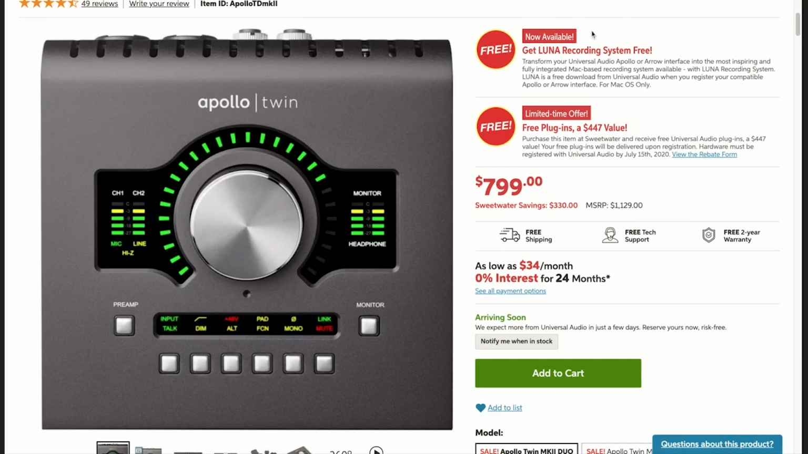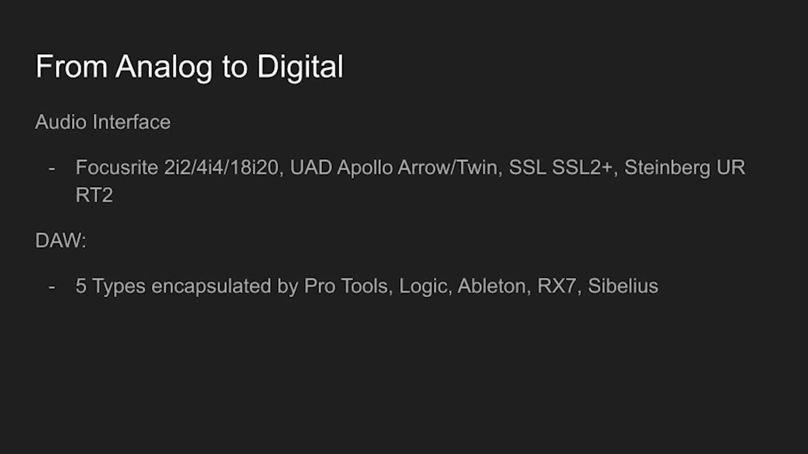On to DAWs. There are 5 essential types of DAWs, those based in audio, so Pro Tools, Reaper, GarageBand. Those based in MIDI, like Logic. Those focused on electronic music production, like Ableton or Reason. Single-track audio editors, like everybody's favorite Audacity or Adobe Audition or Isotope RX. And there's music notation software.